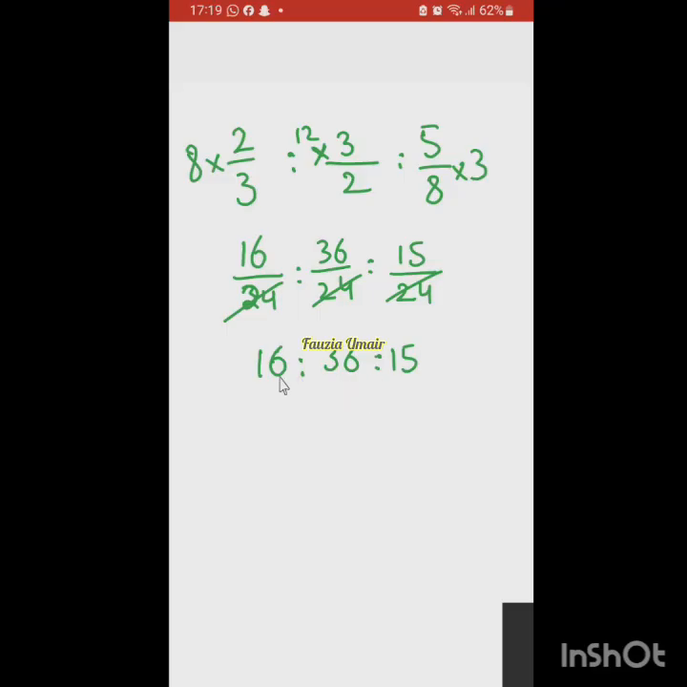I need to see with which number all three of them are divisible. Okay, Ma'am, these two are divisible by 2, but this is not. Then these two are divisible, ma'am, by 3, but 16 is not. It can't be divisible. So this is your answer, right?